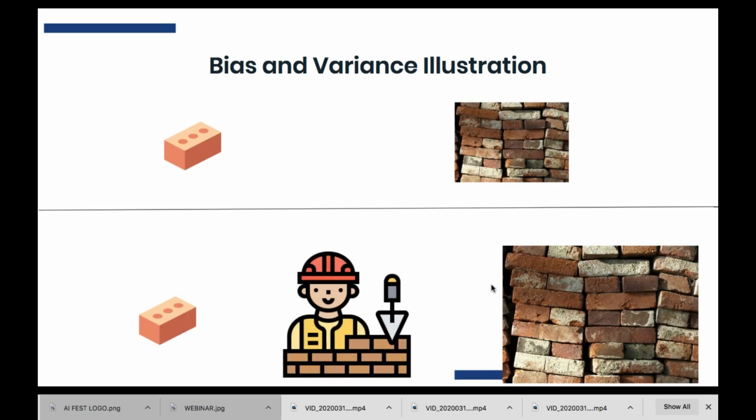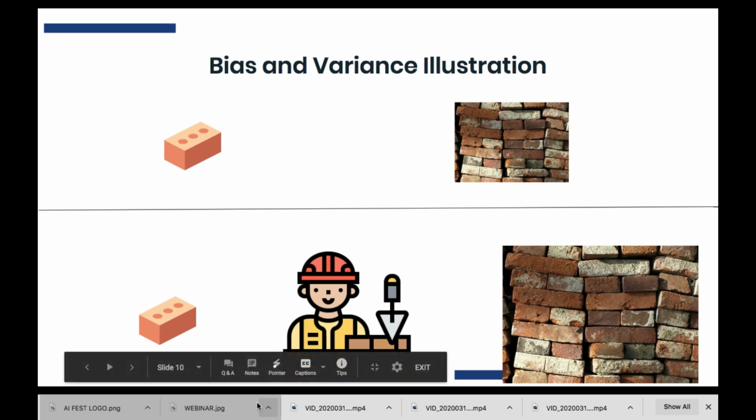Okay, now let's look at a little illustration to differentiate between overfitting and underfitting. Imagine you have a brick and you want to use this brick to build a house, but it totally doesn't fit very well for the house. Because why? The brick doesn't work for the house, so it's not feasible for that particular kind of architecture.